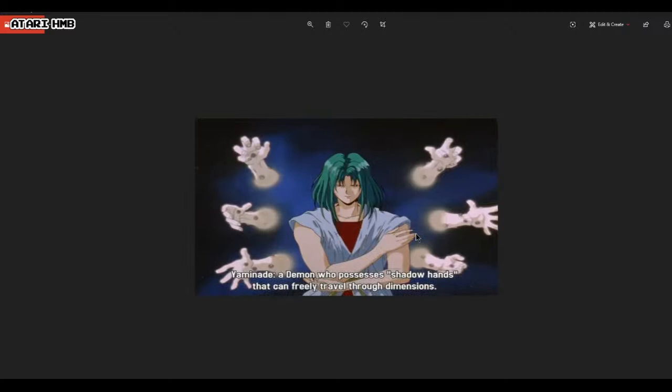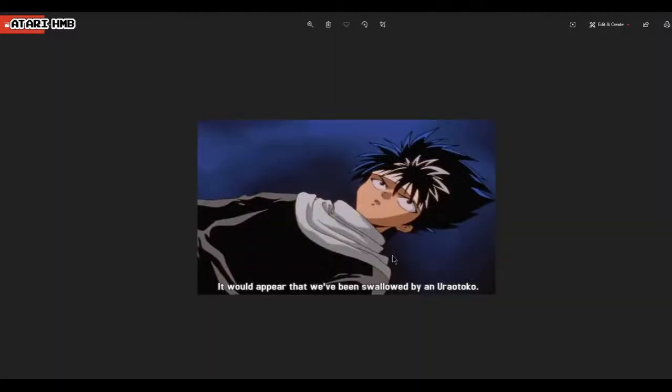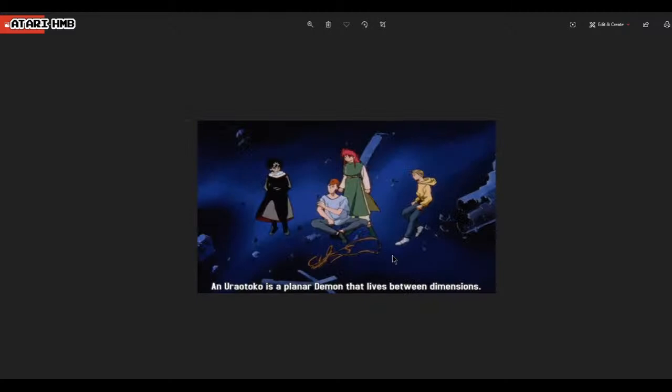A demon who possesses shadow hands that can freely travel through dimensions. So he can travel through dimensions, and as stated by Kurama, they ask, it would appear we're in the Yarotoku, which just refers to like a dimensional plane, swallowed by, right here. Yarotoku is a planar demon that lives between dimensions. This interpretation in the Viz manga will be shown here.